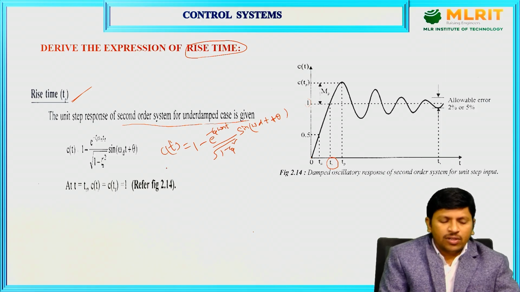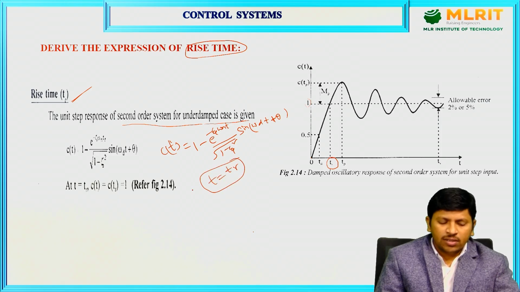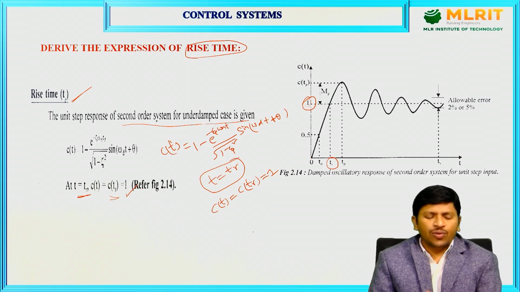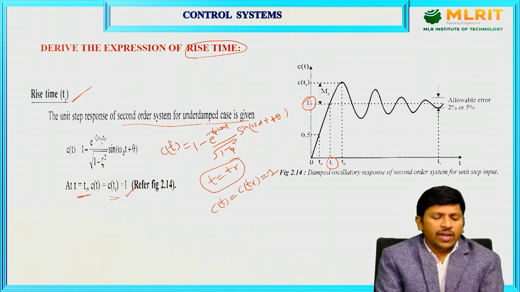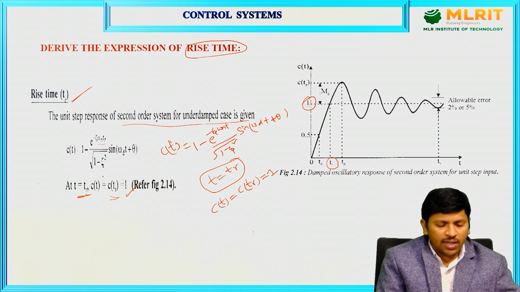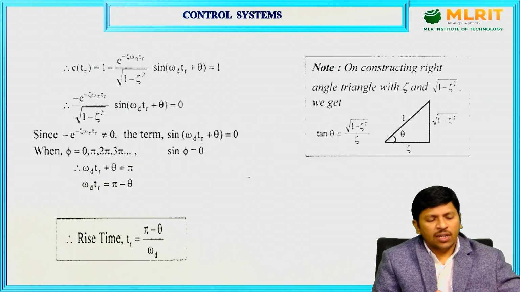Here, in place of t, I am going to consider t equals tr, and also c of t equals c of tr, which equals the value 1, right? So at t equals tr, c of t equals c of tr equals 1. So 1 minus e power of minus zeta omega n t divided by under root 1 minus zeta square, sine of omega d t plus theta. Here we consider t equals tr.